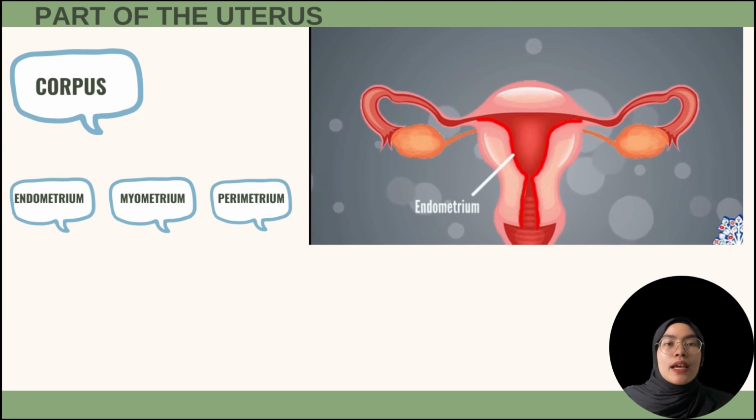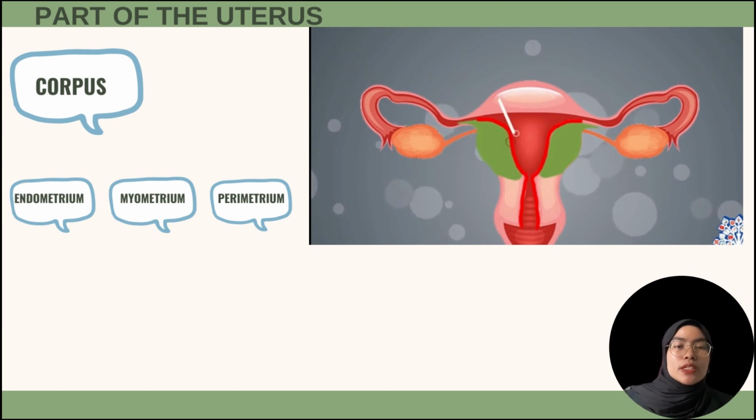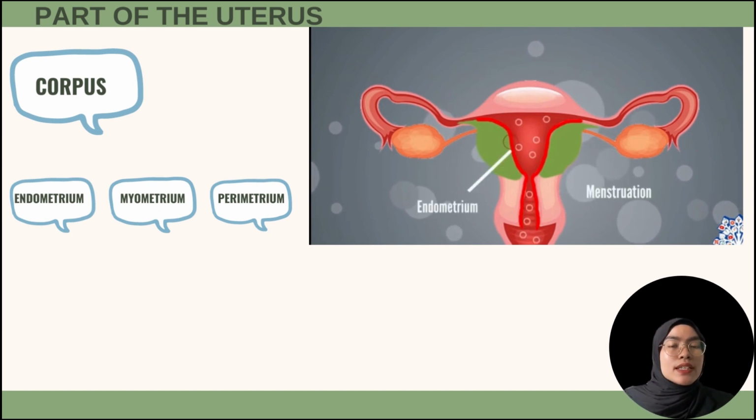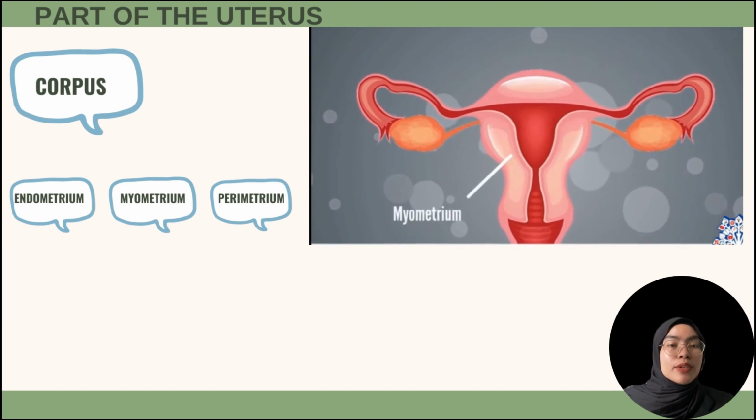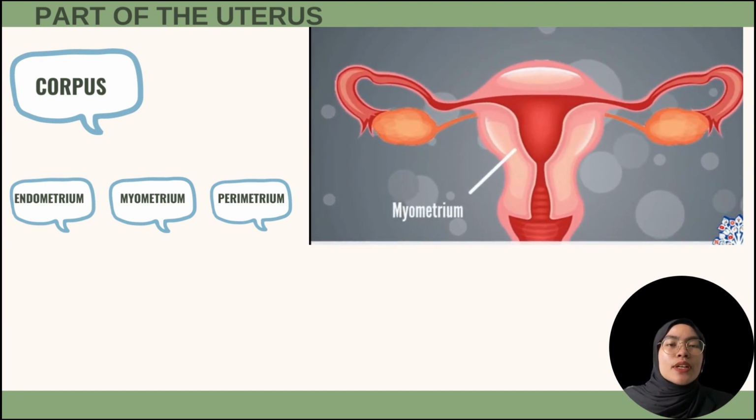The corpus lies a little below the fundus and is composed of 3 layers. One is the endometrium. The endometrium is the inner layer and it consists of specialized epithelial mucosa that is rich in blood vessels. Mucosa refers to the mucous membrane that responds to reproductive hormones by thickening during each menstrual cycle.